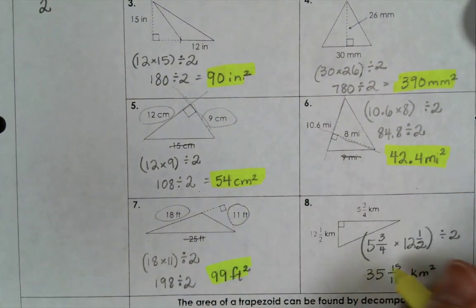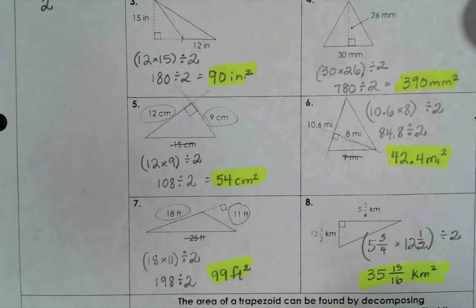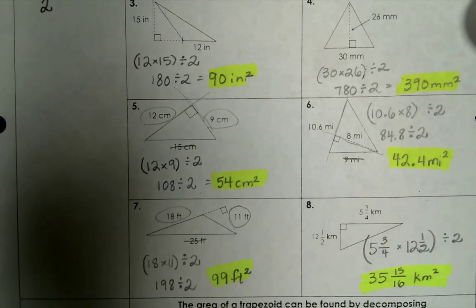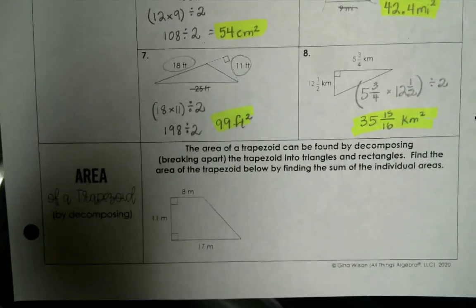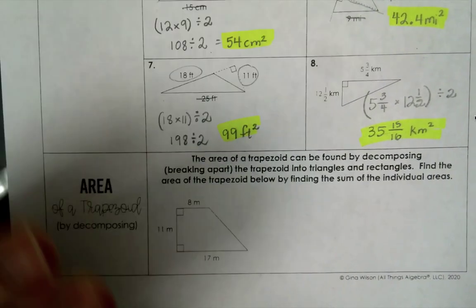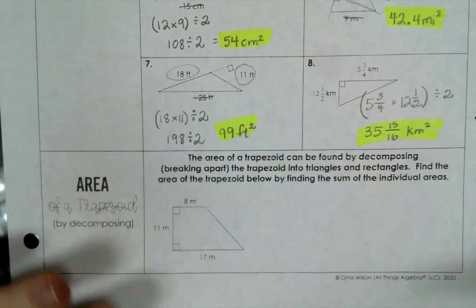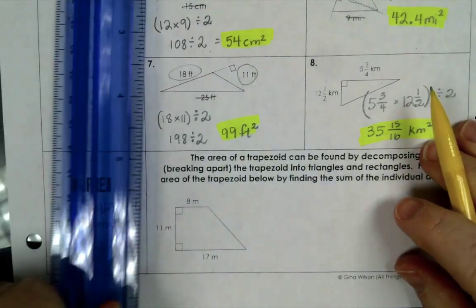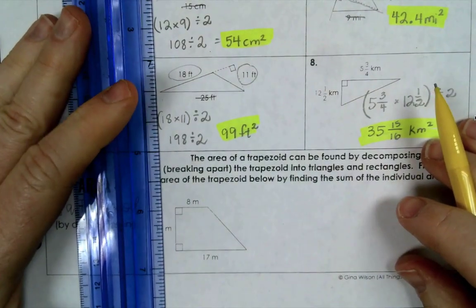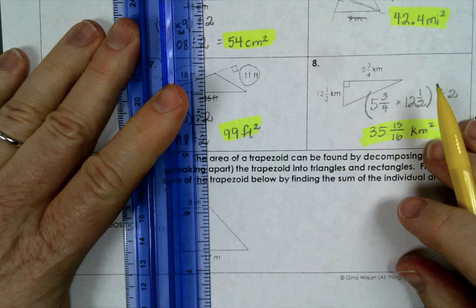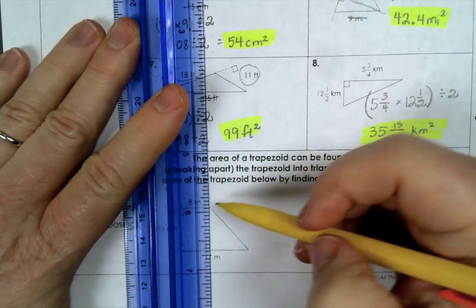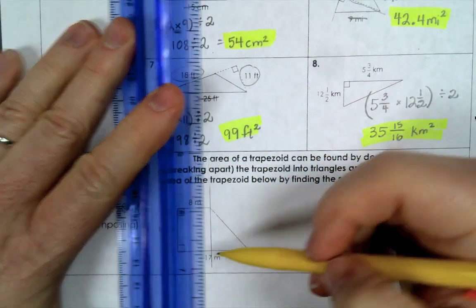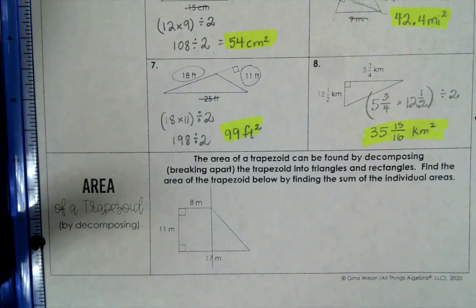All right. Next thing we're going to do is tie together area of triangles and four-sided figures because we are moving on to trapezoids. In this case, we are going to have to deconstruct this trapezoid. So I'm going to turn this into a rectangle and a triangle, right here.